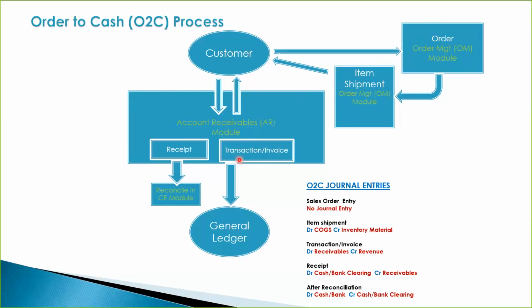Now, when the customer receives the invoice, based on the terms of the invoice, let's say the business requires the customer to pay within 30 days or immediately, then the customer will make the necessary payment. Once that payment is done, it is recorded in the Oracle Accounts Receivables module as a receipt. The customer sends the payment to the business, and that payment is recorded as a receipt within the Accounts Receivables module of the Oracle EBS application.